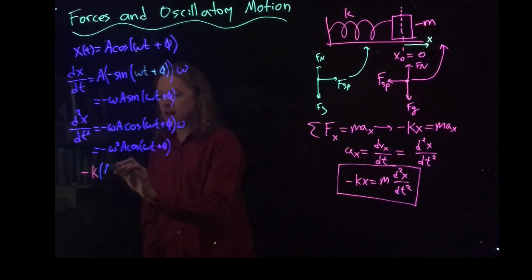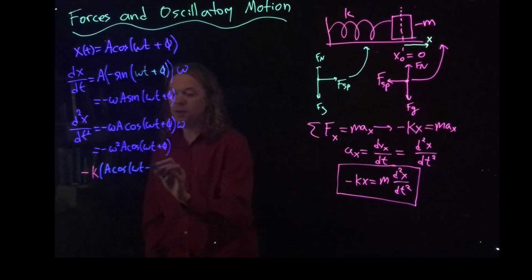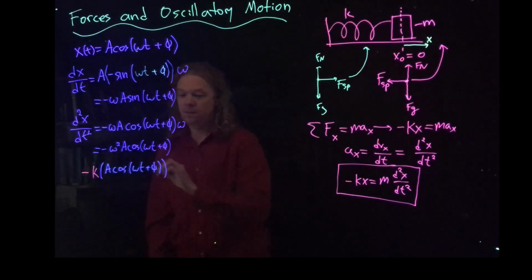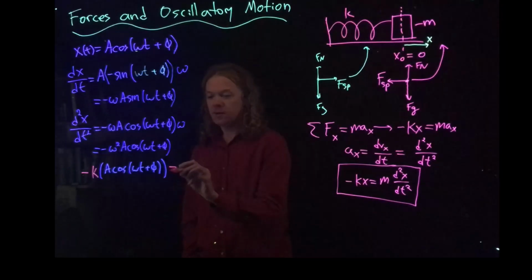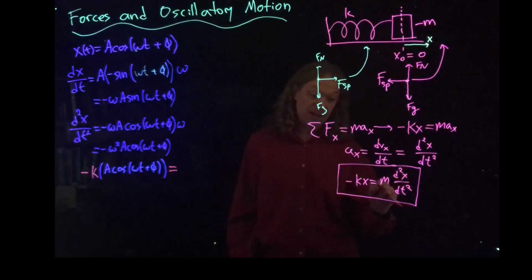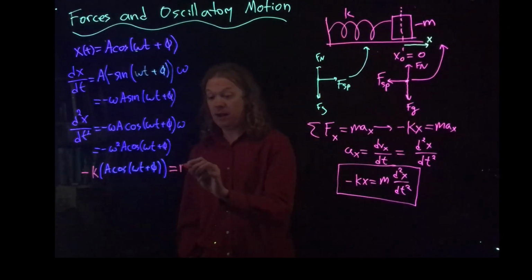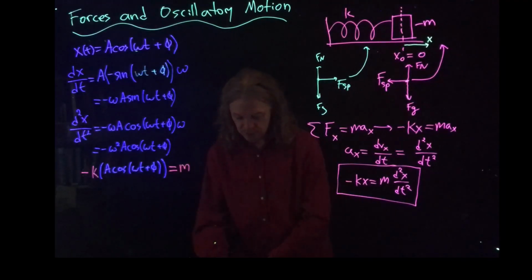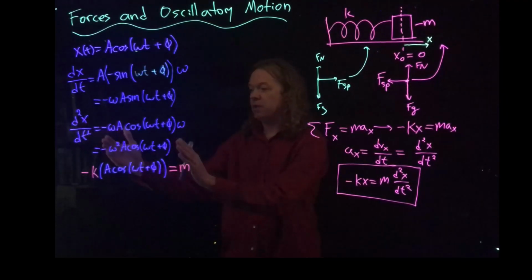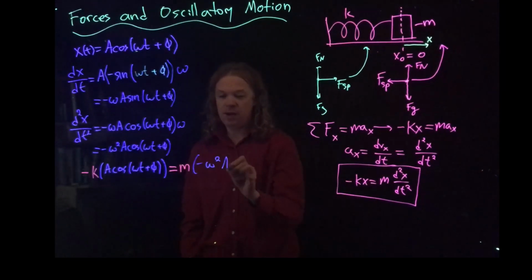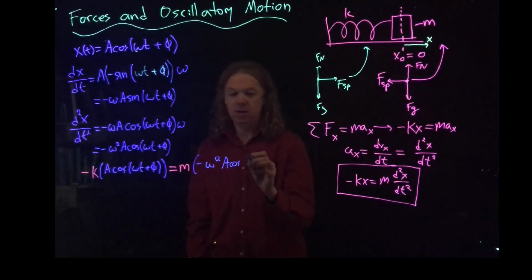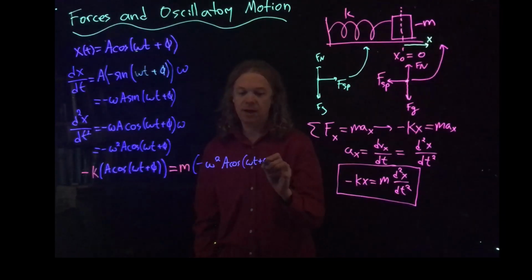So that's going to be A cosine omega t plus phi equals, and then I have this m times the second derivative, so I'm going to do m, and then plug in the second derivative, which is right there, minus omega squared A cosine omega t plus phi.